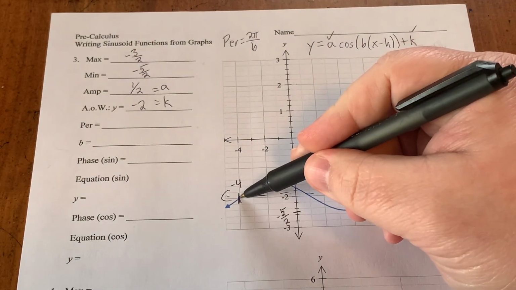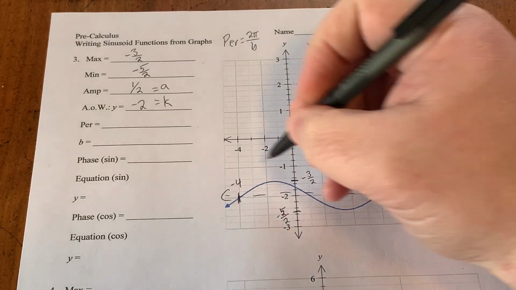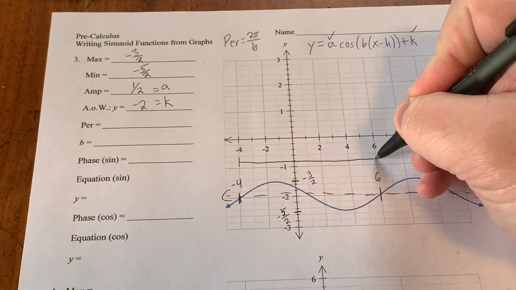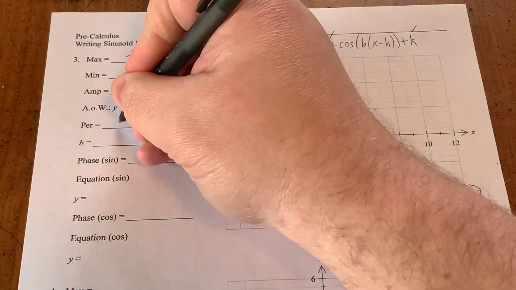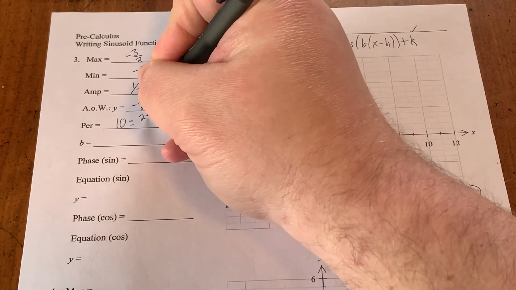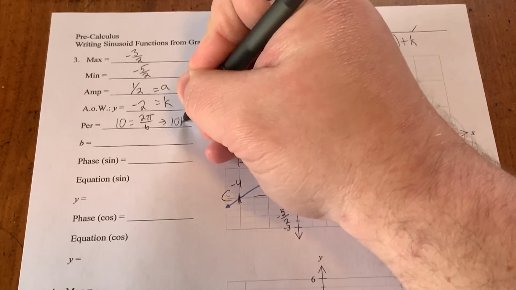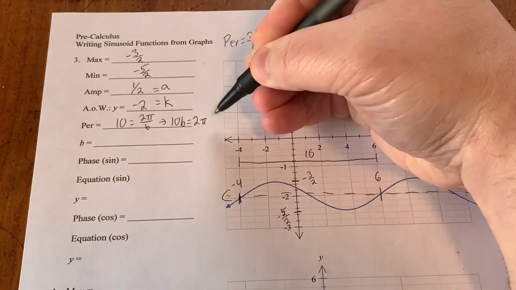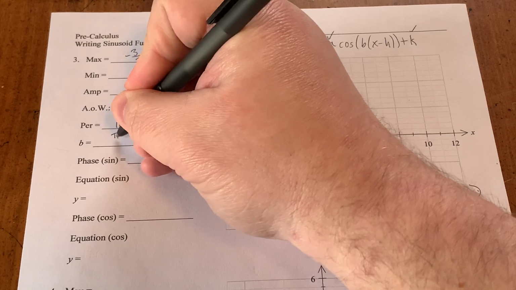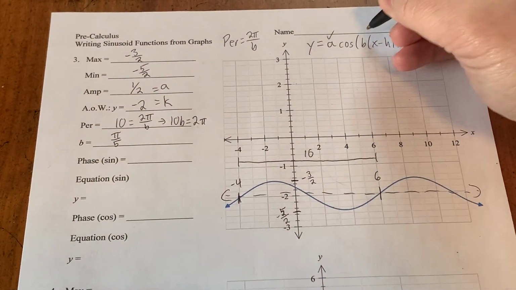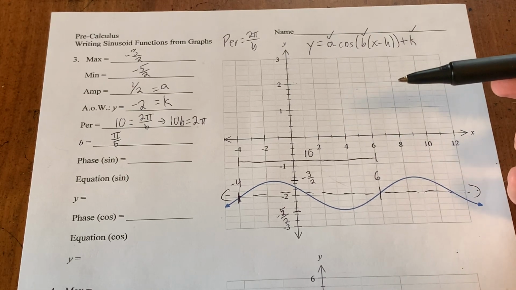So we're at the axis of the wave at -4. We're at the axis of the wave at 6. So that's one full period from -4 to 6. So one full period is 10. So 10 is what equals 2 pi over b. So 10b equals 2 pi. Divide both sides by 10. And b equals pi over 5. So we have a, b, and k. All that's left is h.